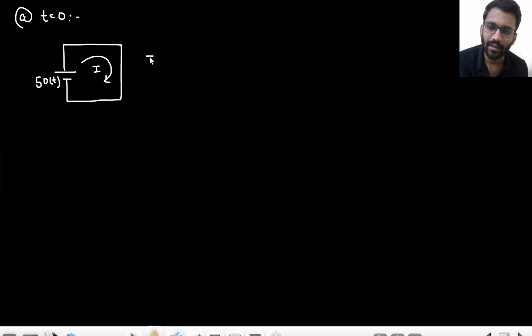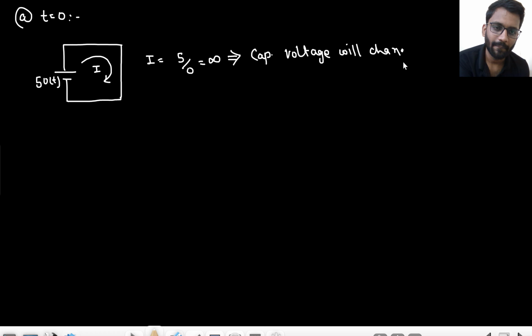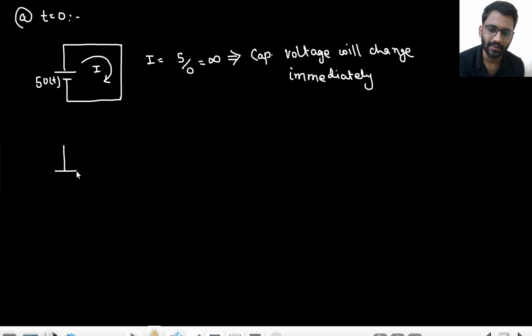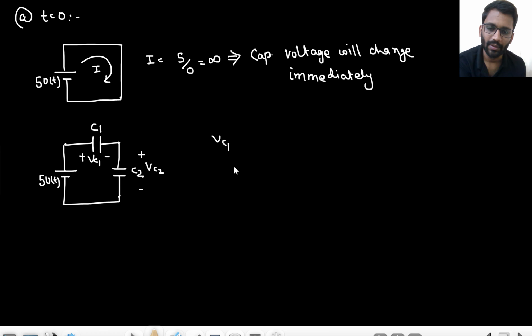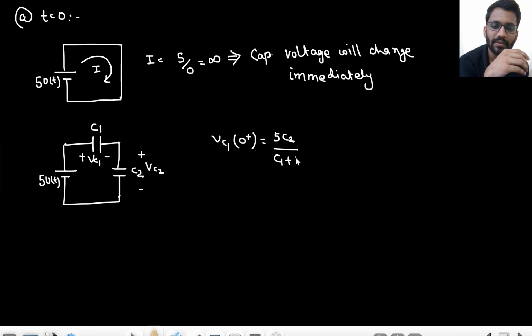So what will be the value of current? Current will be 5 by 0, that means infinity. That means capacitor voltage will change immediately. And how will the circuit be replaced at t equals to 0? Simply by the capacitance values, right? So this will be replaced with C1 and this will be replaced with C2. So you can write down the values of VC1 and VC2 at t equals to 0 plus. VC1 at 0 plus would be 5 C2 upon C1 plus C2, and VC2 at 0 plus would be 5 C1 upon C1 plus C2.